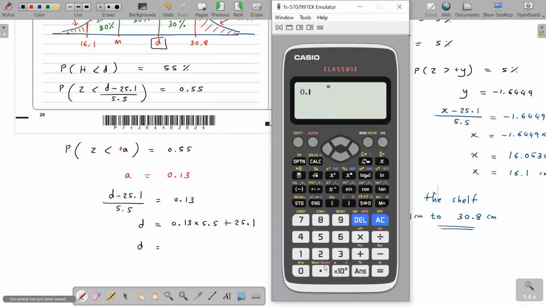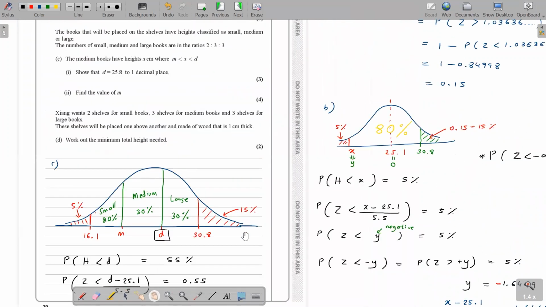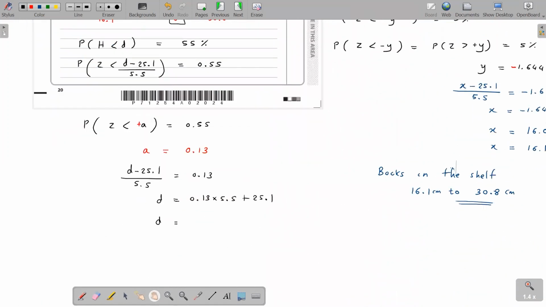So it's 0.13 into 5.5 plus 25.1 gives me 25.815. Is it to 1 dp? Yeah, 25.8 to 1 dp. 25.815, so correct to 1 dp, it's 25.8. Do you realize what's going on here?